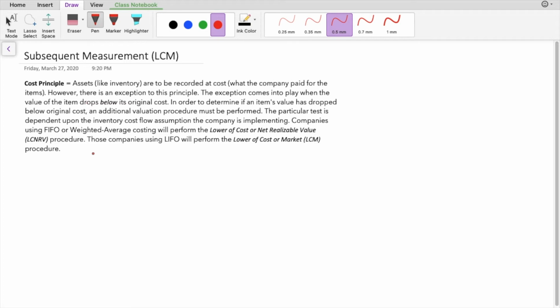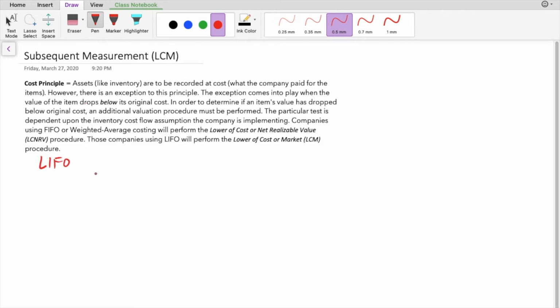In the last video, we talked about subsequent measurement related to lower of cost or net realizable value. That's a procedure performed by companies who use FIFO or weighted average costing. Companies who use LIFO have to perform lower of cost or market instead. So let's take a look at what lower of cost or market looks like.